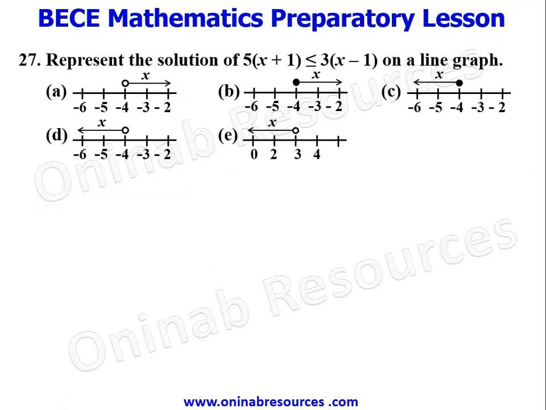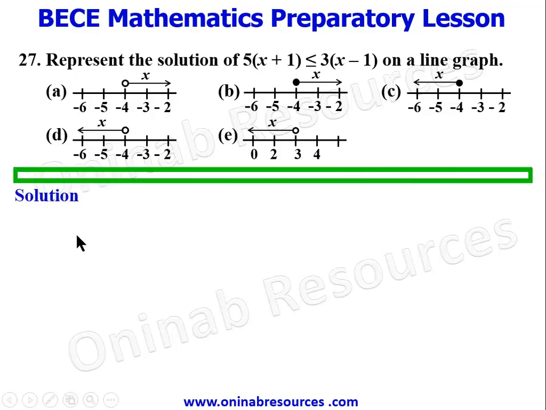We go to problem 27. Represent the solution of 5 into x plus 1 less than or equal to 3 into x minus 1 on a line graph. So, in our solution, we expand the brackets. 5 times x gives 5x. 5 times 1 gives 5. 3 times x gives 3x. 3 times negative 1 gives negative 3.